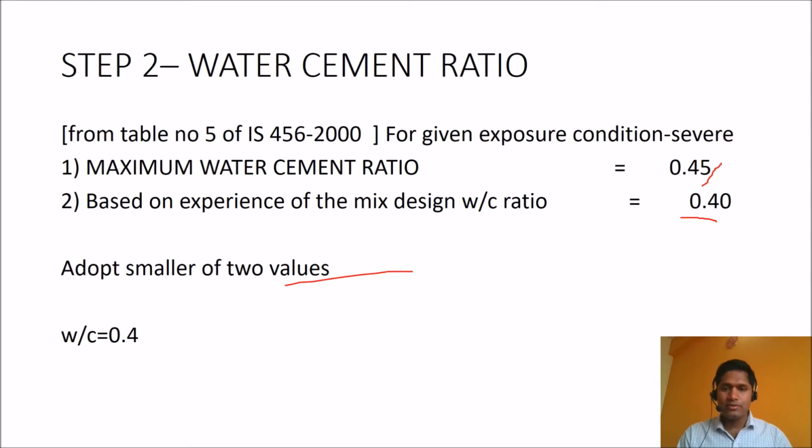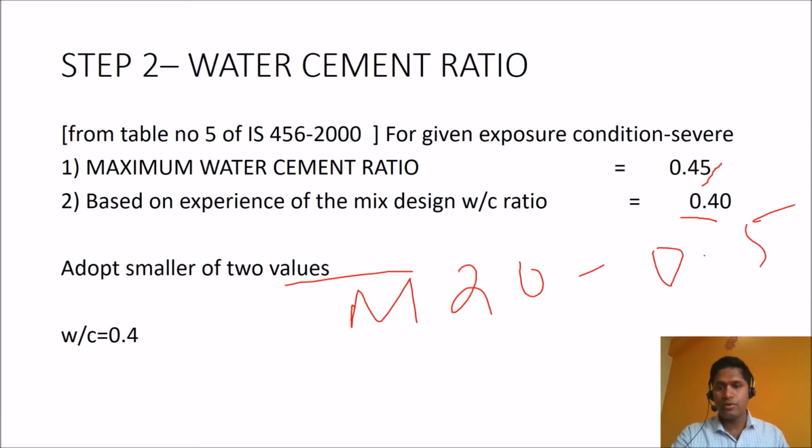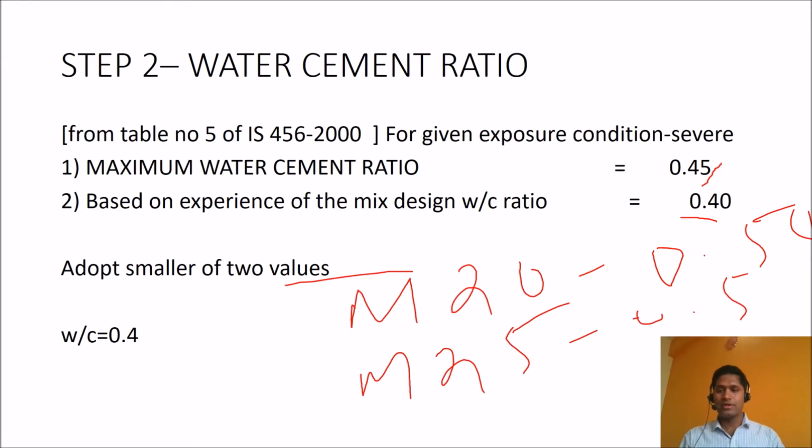Basically, for M20 it comes somewhere near 0.54 or 0.55, and for M25 it will come somewhere near 0.5 or 0.49. You can take 0.49. And for M30, 0.45 is the experienced water cement ratio.